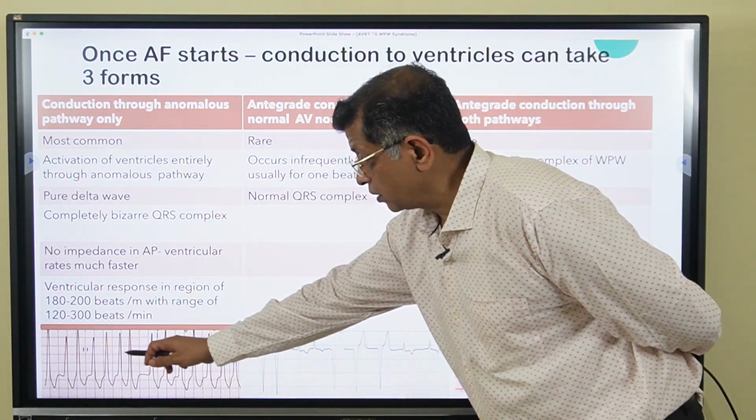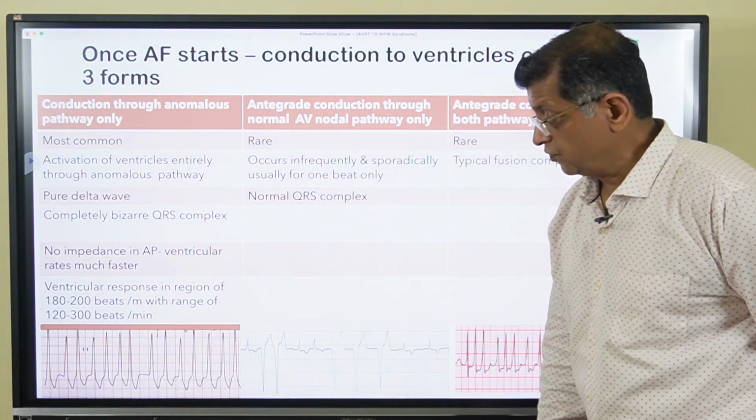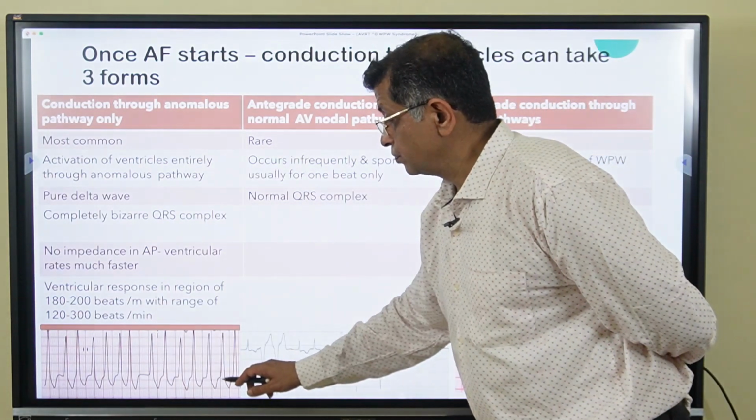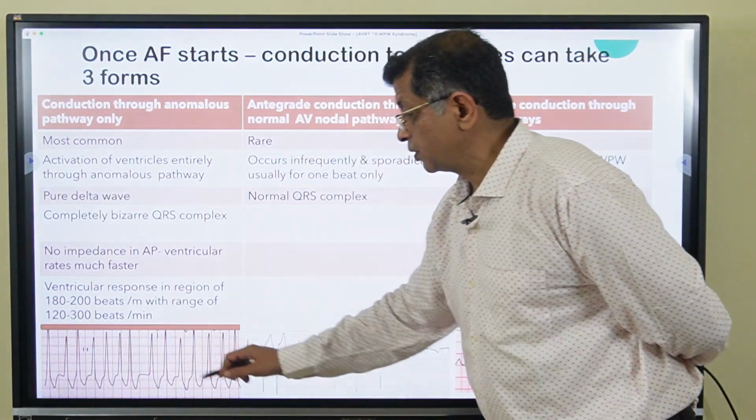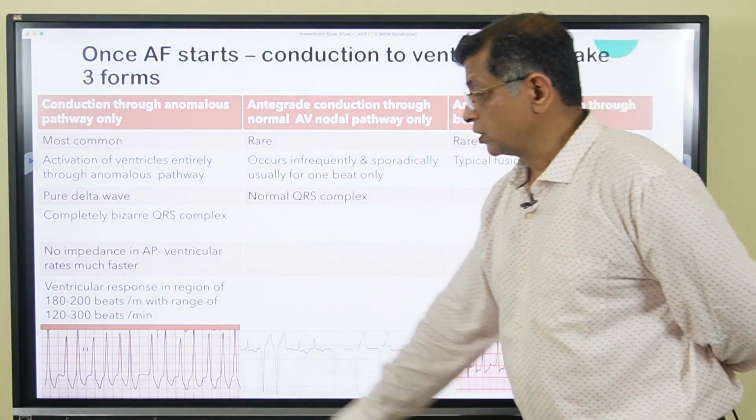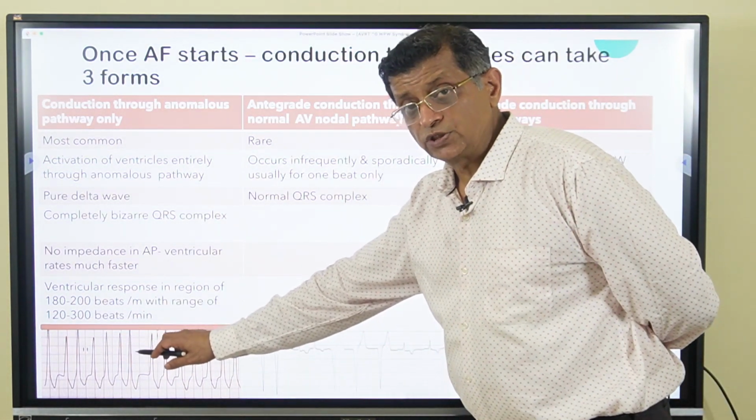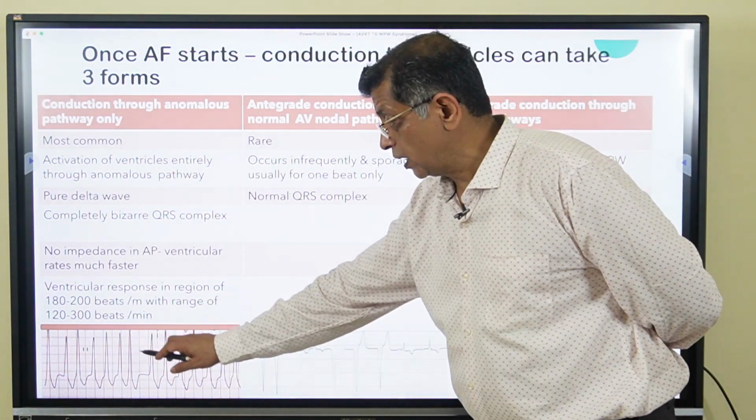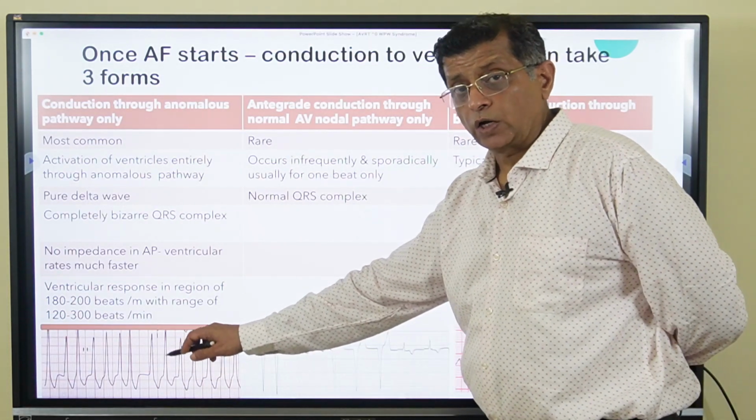So an irregular rhythm points towards AF, and in WPW syndrome, it's a relative medical emergency, and importantly, you do not give AV nodal blocking agents in this.